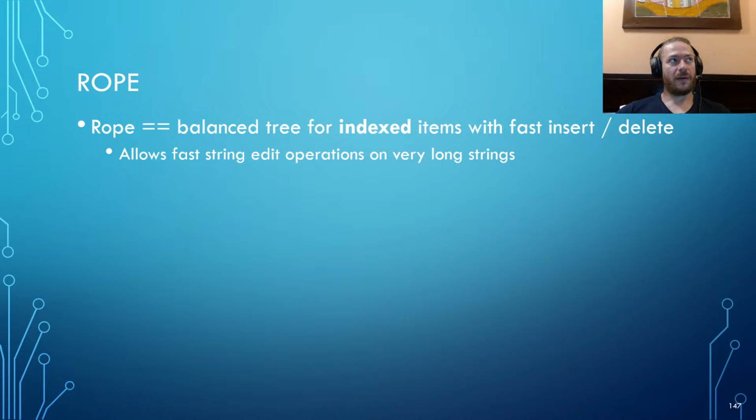Typically, text editors, for example Notepad++, will use a data structure like a rope when the file is super huge. When we work with huge text files, the rope is the data structure we want to use because it allows us very fast insertions and deletions of the text.